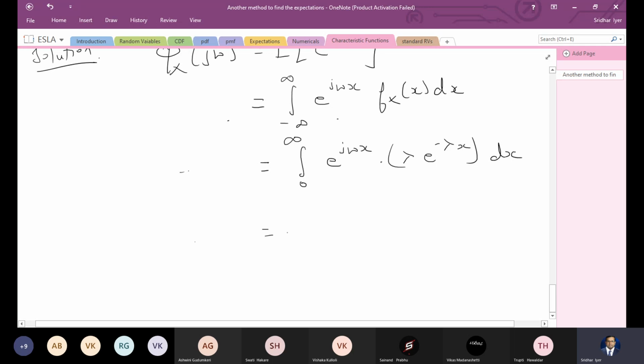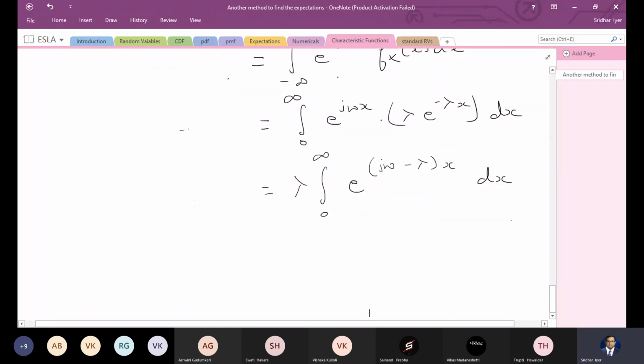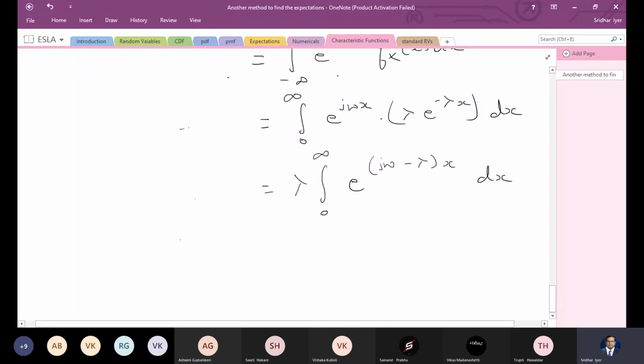So now let's combine all the exponents and take care of the constants, right? Lambda is a constant, so I'll take that out. You have 0 to infinity, and e raised to a into e raised to b, so the powers are going to add. In this case x is common in those exponentials, so I'll keep the x out. So you have e raised to j omega minus lambda into x dx. This integral is of the form e raised to ax dx, right?